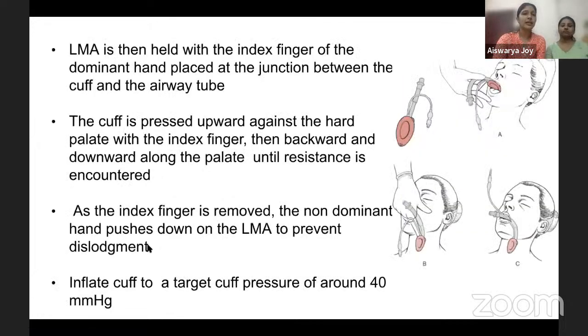The technique is, first, the LMA is held with the index finger of the dominant hand placed at the junction between the cuff and the airway tube. The cuff is pressed against the hard palate with the index finger, then advanced backward and downward along the palate smoothly until resistance is encountered. As the index finger is removed, the other hand pushes down on the LMA to prevent dislodgement. Inflate the cuff to a target cuff pressure of around 40 millimeters of mercury or until an adequate seal is obtained.